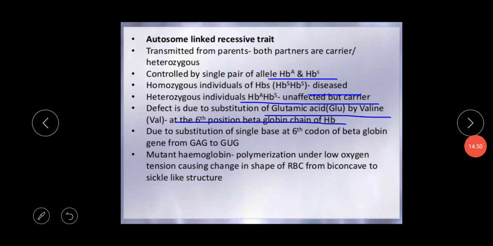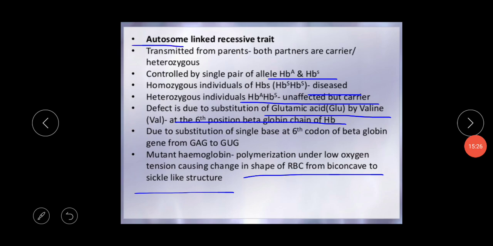In the mutant hemoglobin, polymerization under low oxygen tension causes a change in the shape of the RBC to a sickle cell like structure. The symptom is that the patient becomes highly anemic. This HB gene is located on the 11th chromosome. This defect is actually beneficial to people living in malaria prone areas. So this is sickle cell anemia.